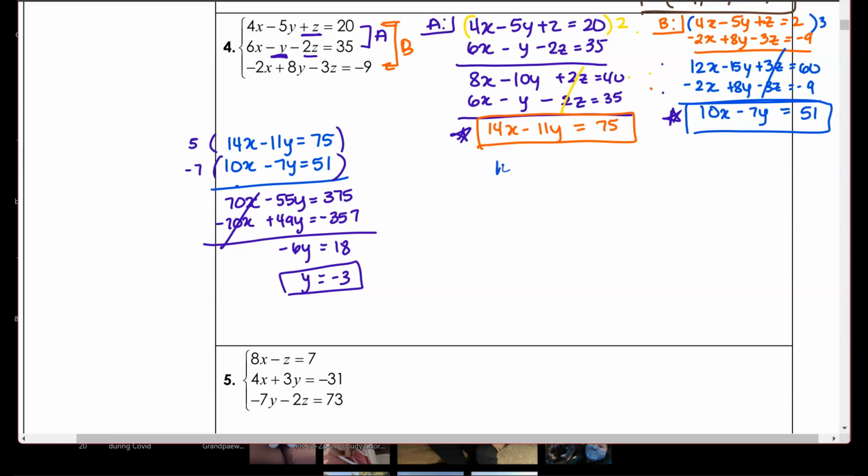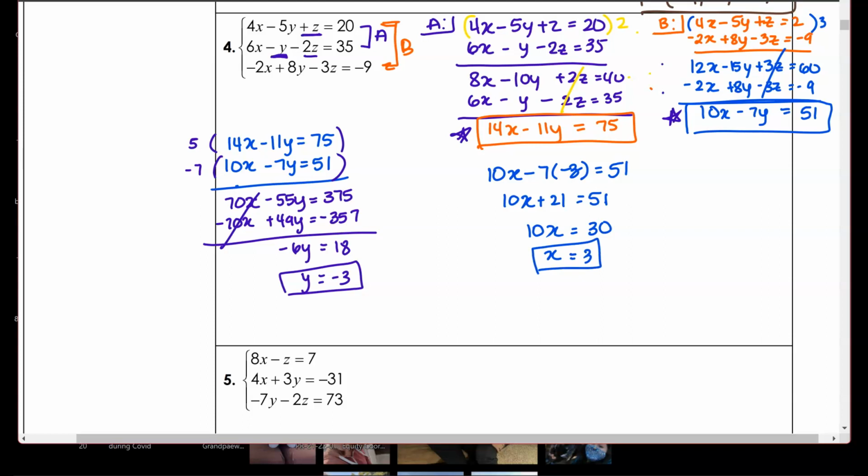So here we had 14 times, whoops, I don't know what's going on with my pen. Actually, let's do 10. So we're going to have 10x minus 7. And I only switched because these numbers are a little bit smaller. And so 7 times negative 3, so I end up with 10x plus 21 equals 51. Subtract both sides by 21, I get 10x is equal to 30. Divide both sides by 10, I end up with x equals 3.